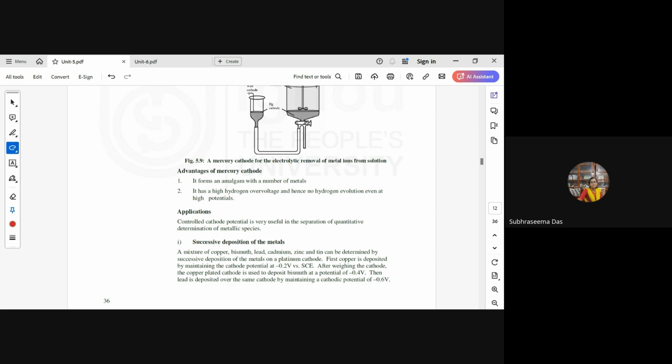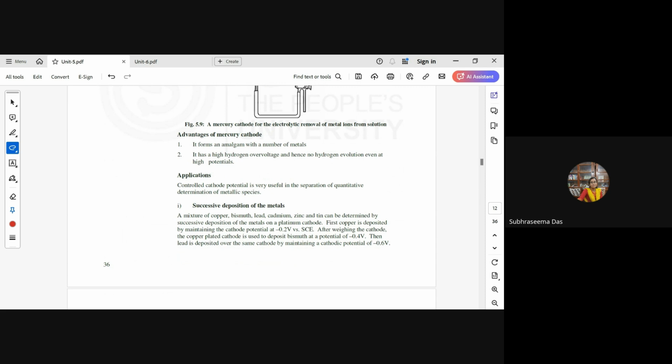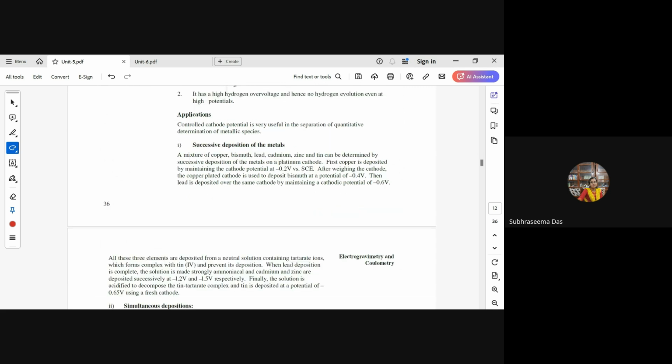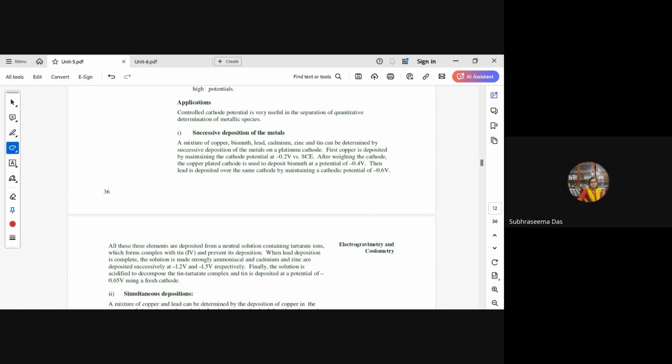Now, the application of controlled cathode potential is very useful in the separation and quantitative determination of metallic species. Particularly, controlled cathode potential electrogravimetry has been used for deposition of metals and separation of successive metals. It involves mostly these steps. For example, a mixture of copper, bismuth, and lead can be determined by successive deposition of the metals on a platinum cathode.